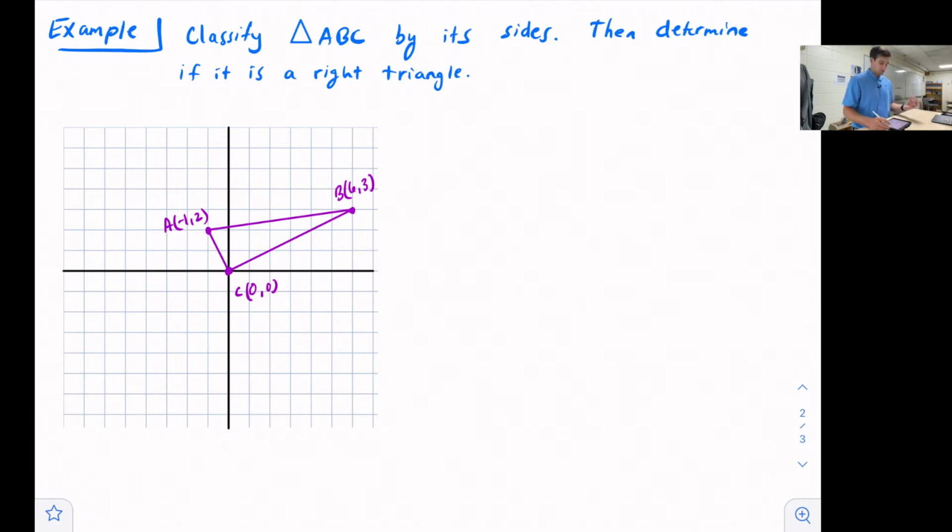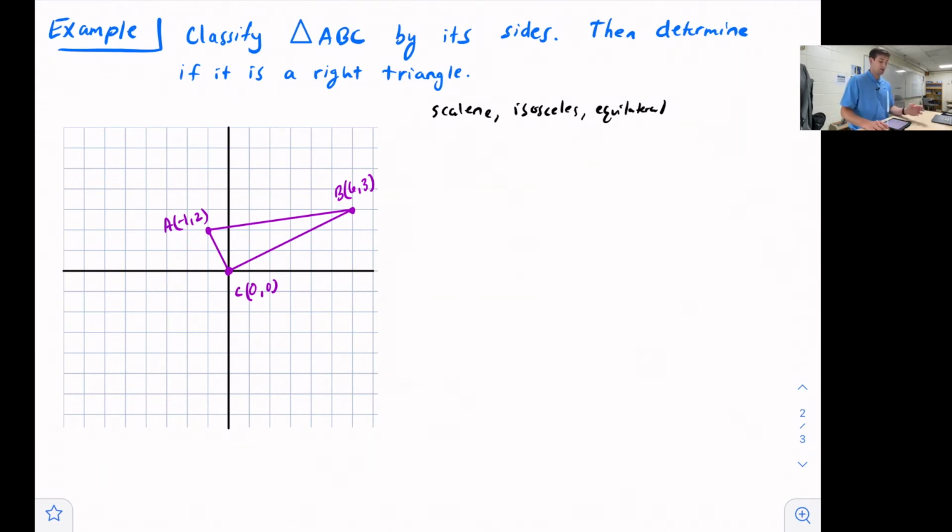So we want to classify it by its sides, okay? So for sides, we want to talk about, is it scalene, is it isosceles, or is it an equilateral triangle, right? So that would be by sides. And then it just says, determine if it is a right triangle, okay? So we need to remember, hey, the slopes of two lines that are perpendicular are going to have opposite reciprocals. That's important because that's where a 90-degree angle is formed at the intersection of two perpendicular lines. So we'll get to that in the second part.